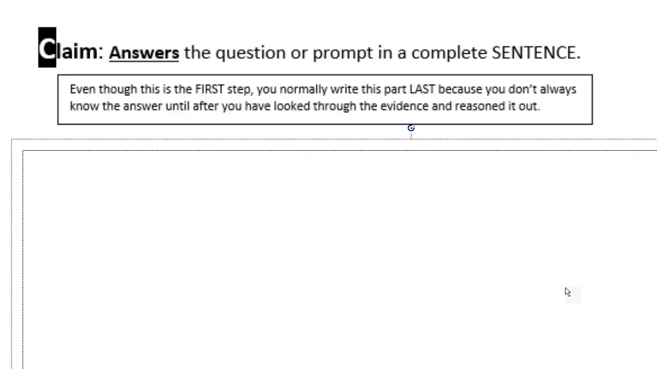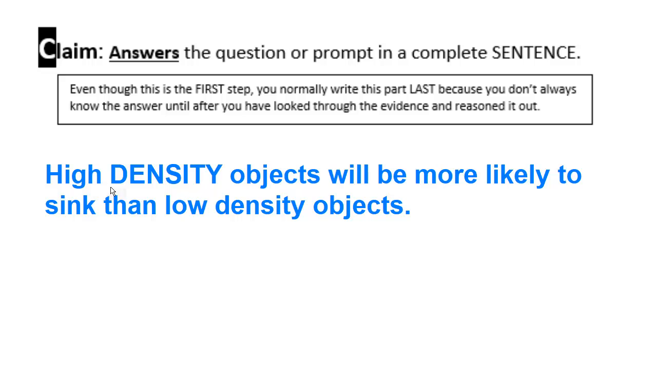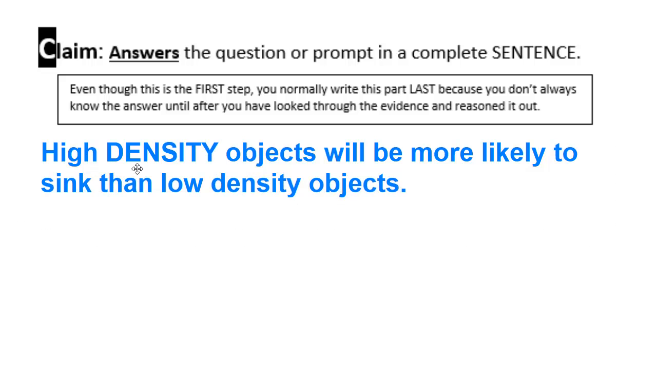It was density. So that's going to be my answer. So I'm going to write this right underneath here. High density objects will be more likely to sink than low density objects. And that's it. That's basically my claim. So go ahead and write this down on your paper underneath of claim. That's our example. Write this down. You might want to pause it when you do that.